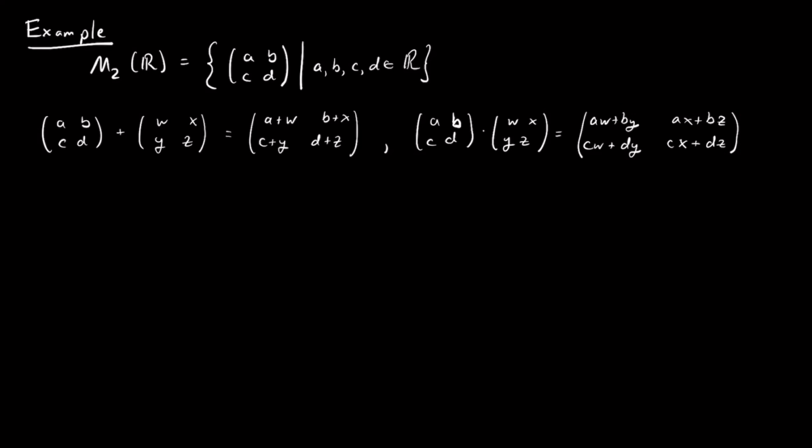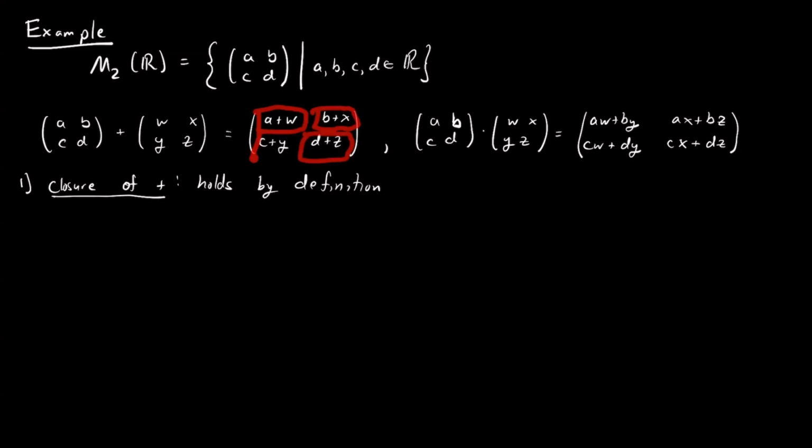Okay, so the first property we need to check is closure under addition. Well, by definition, if I add two matrices with real entries, I'm just summing their entries, so the sum of real numbers is always real. So these entries always end up being real numbers.